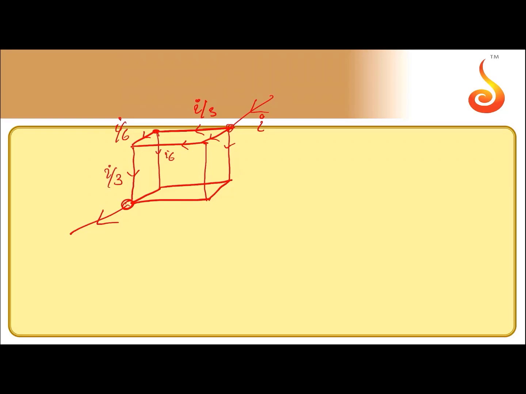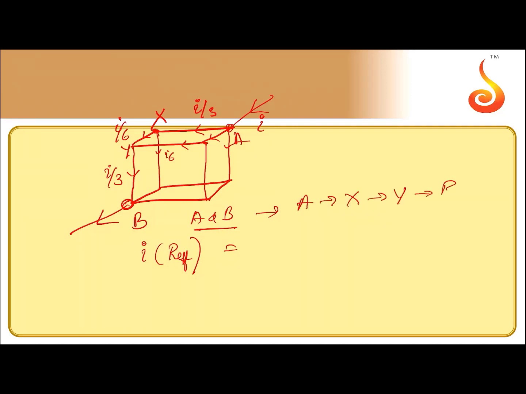So I can write the current I into effective resistance between the terminals A and B is equal to the sum of the potential difference along its path. So I am considering the journey from A to B along this path, A to X, then to Y, then to B. So A to X to Y to B. So what is the potential difference?